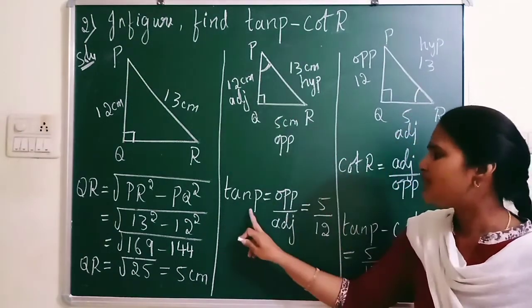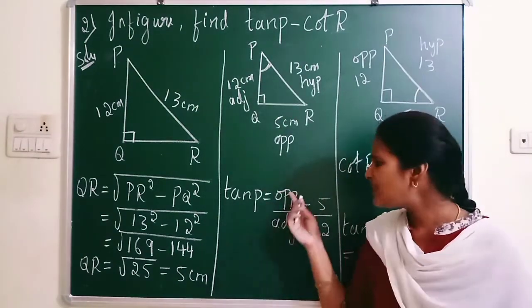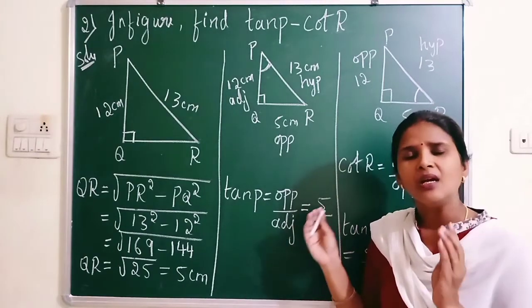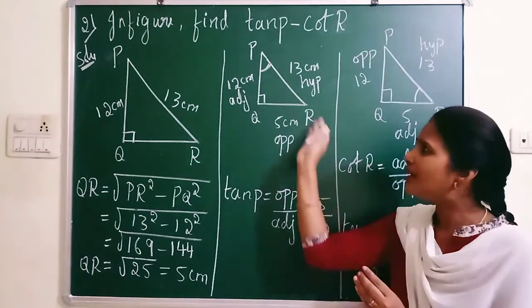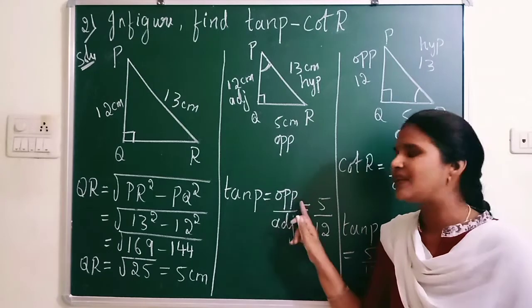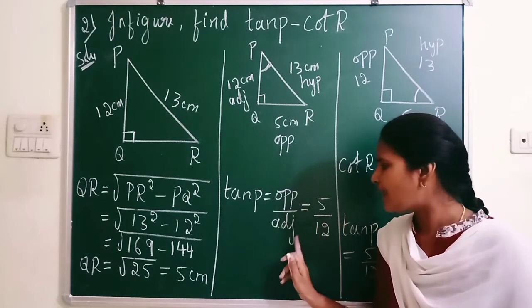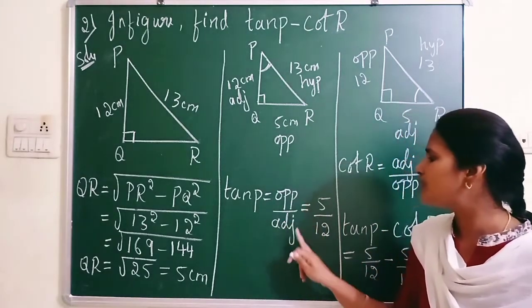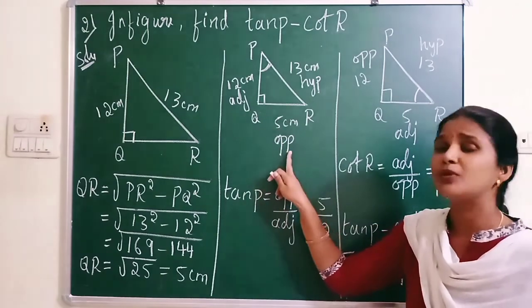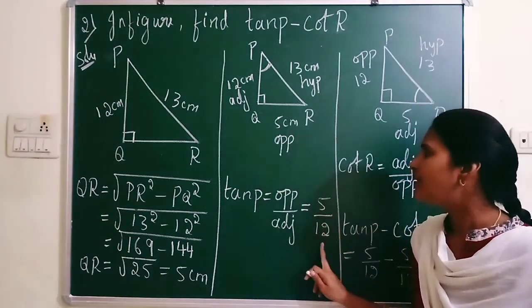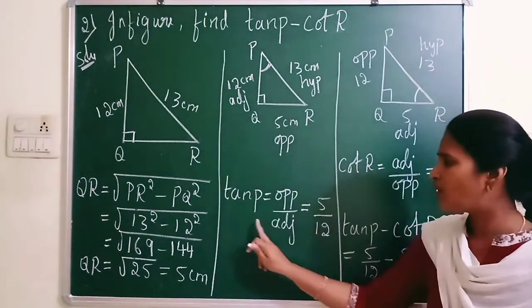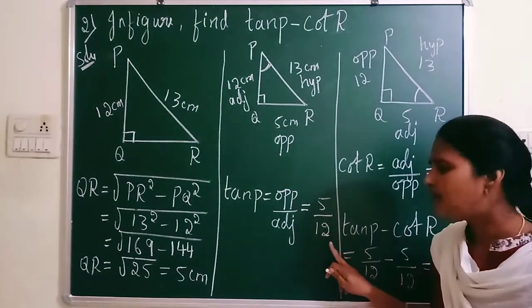Now tan P. What is the tan P ratio? This will be fixed, this never changes. Only depending upon the acute angle, in the diagram you have to change. The ratio of tan is always opposite by adjacent. So tan P equals opposite by adjacent. Now see the diagram. What is opposite here? 5, divided by adjacent which is 12. So I got tan P as 5 by 12.